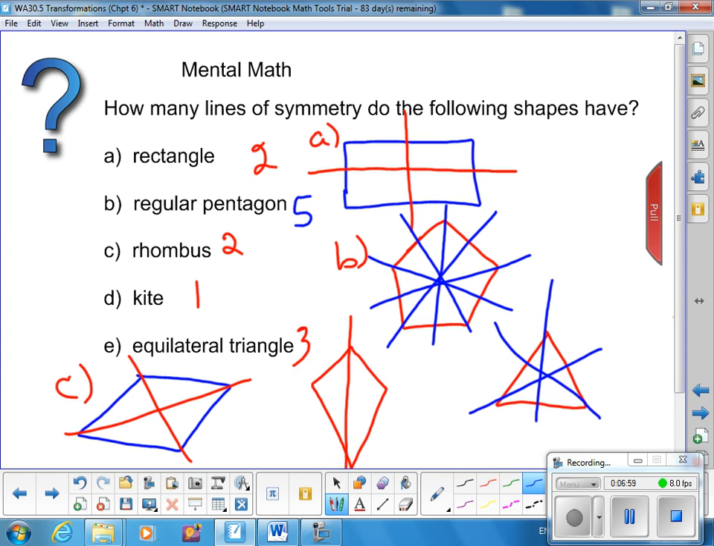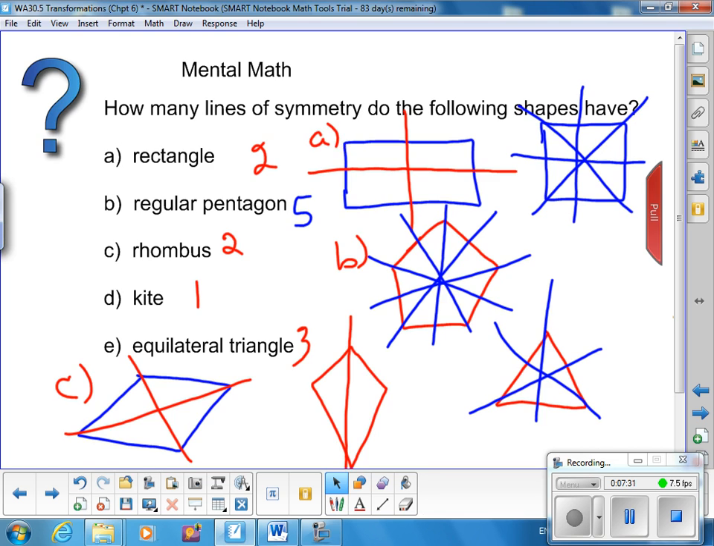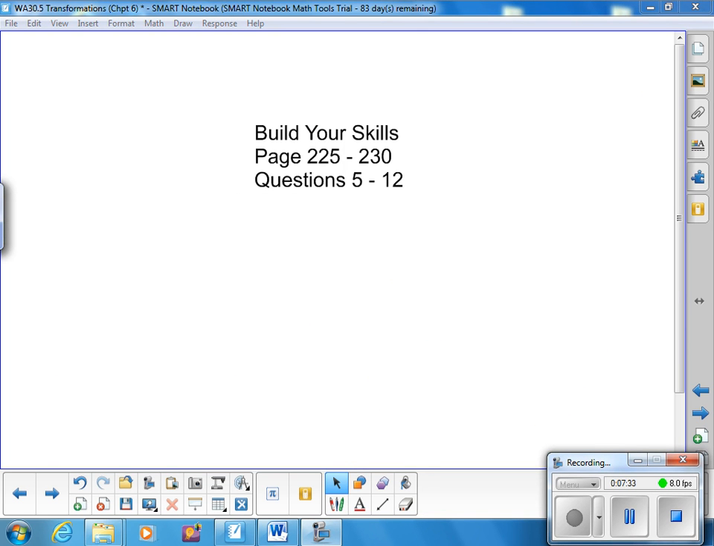So you'll notice that if it has 5 sides and it's a regular pentagon, that means all 5 sides are the same. It will have 5 lines of symmetry. A rectangle, because all the sides are not the same, only has 2 lines of symmetry. A square will have 4 equal sides, 4 lines of symmetry. An equilateral triangle, 3 equal sides, 3 lines of symmetry. So build your skills, page 225 to 230, questions 5 to 12.